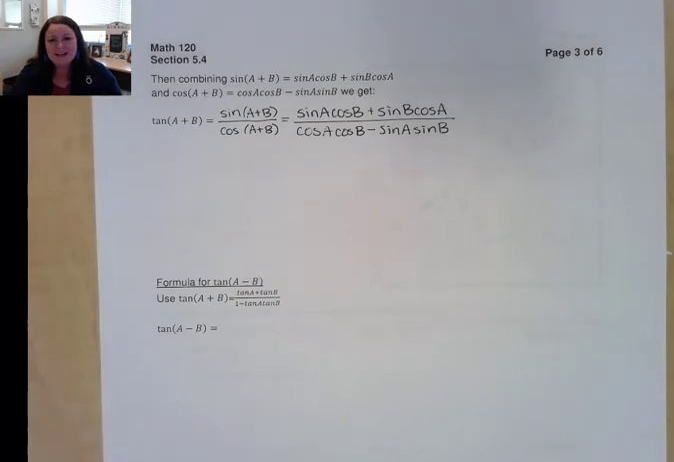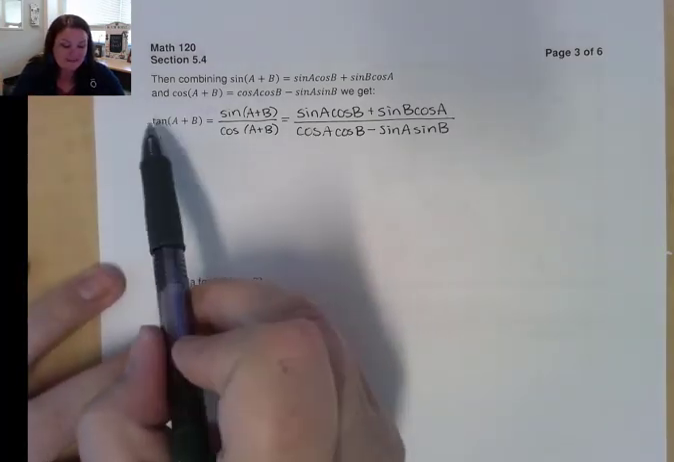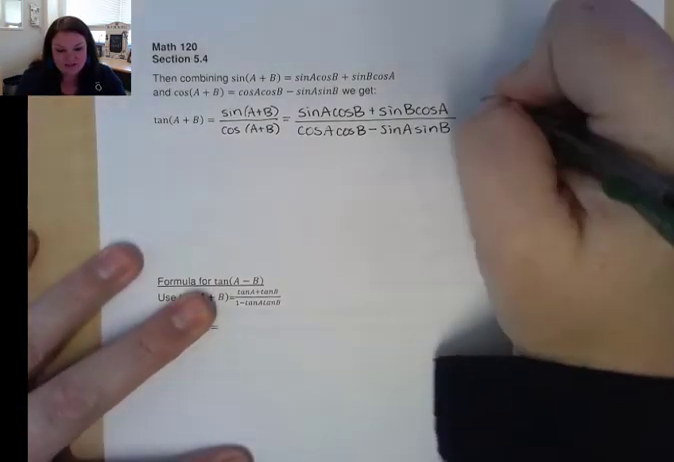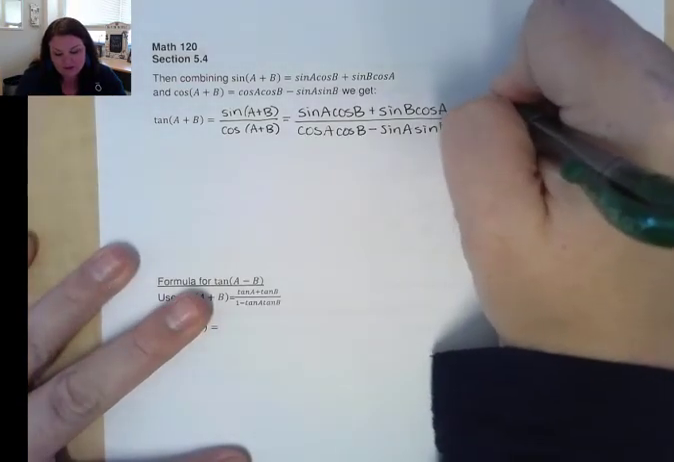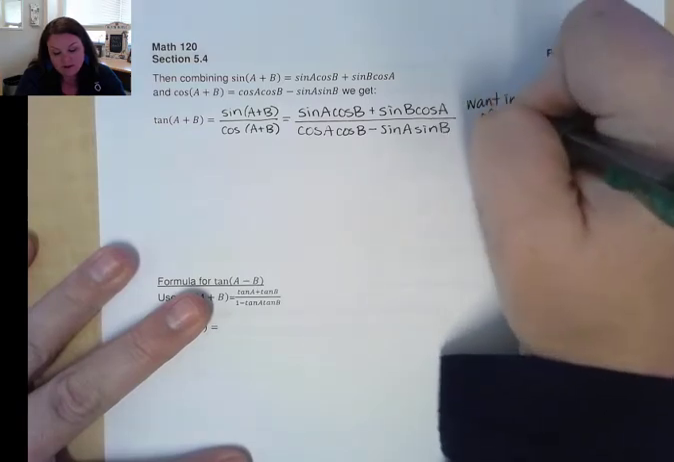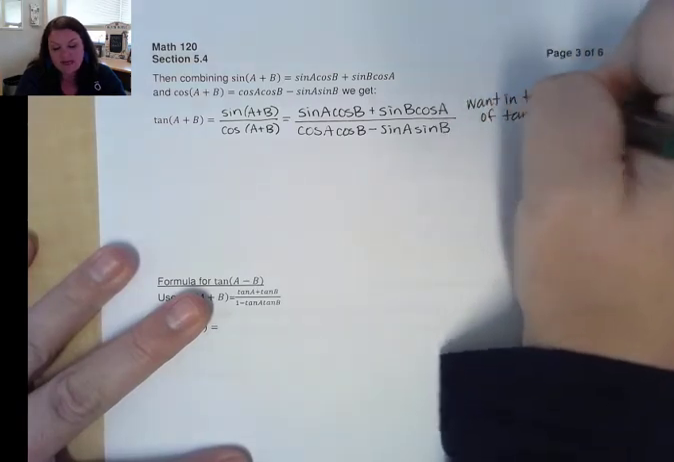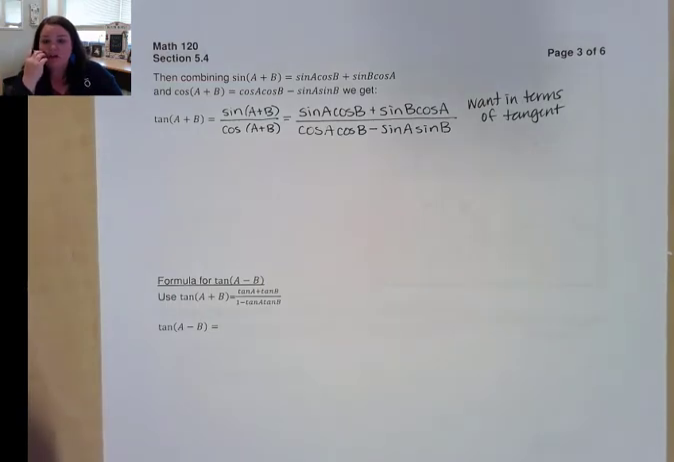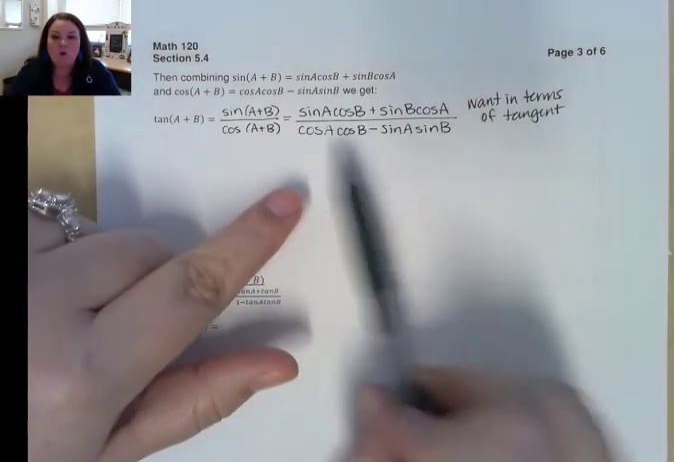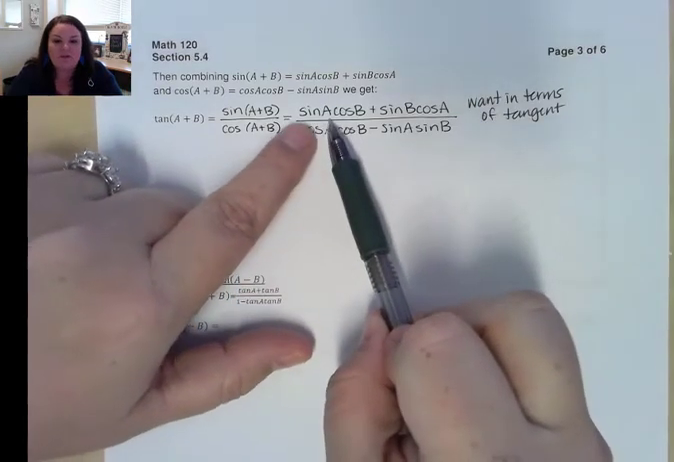But remember, we're trying to come up with a formula for tangent. So we really would like it in terms of tangent. So I'm going to say over here, want in terms of tangent, if possible, right? So I'm going to look at just my first term. I'm not going to look at this whole mess. I'm just going to look at this first term in the numerator.